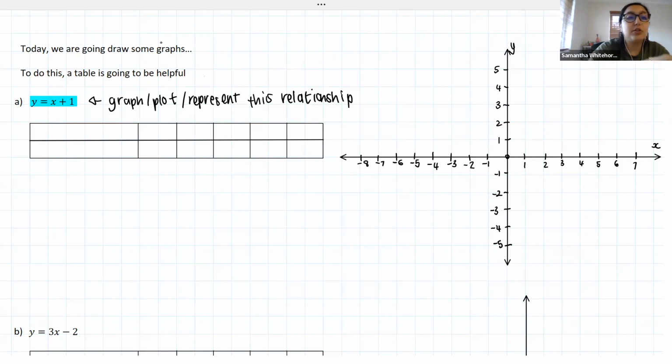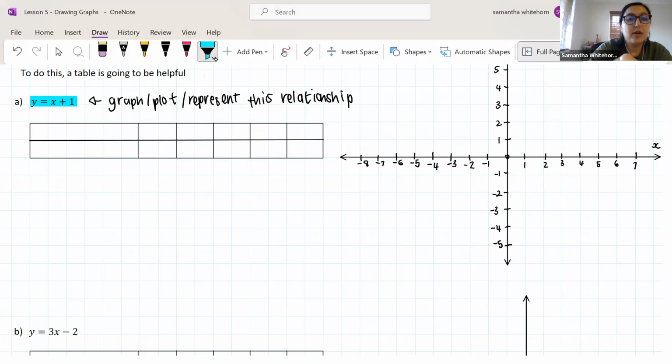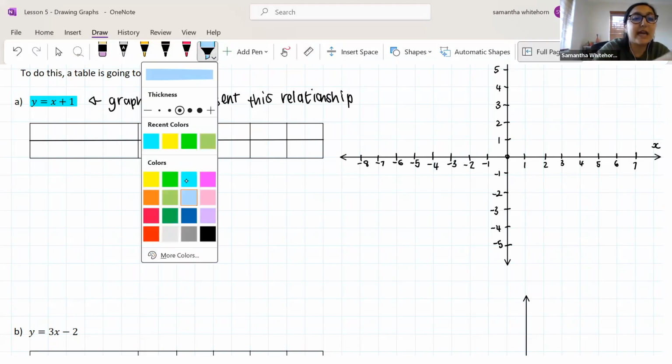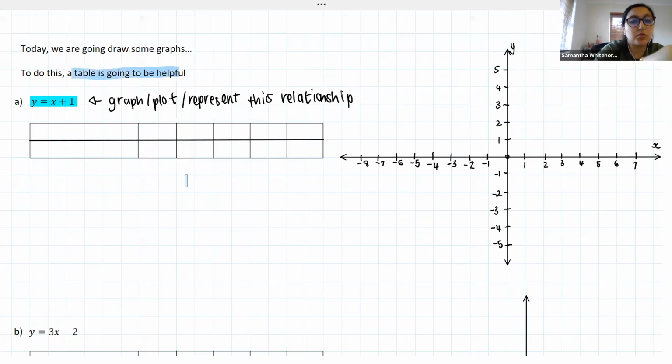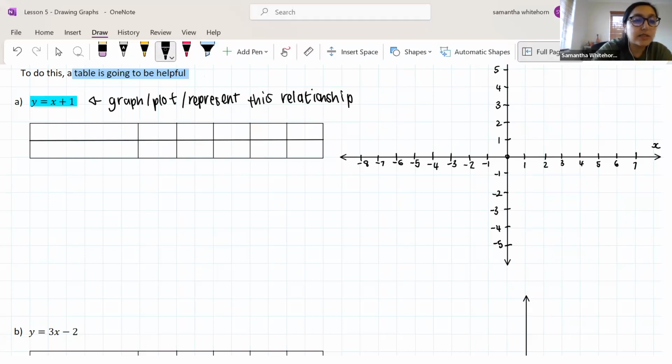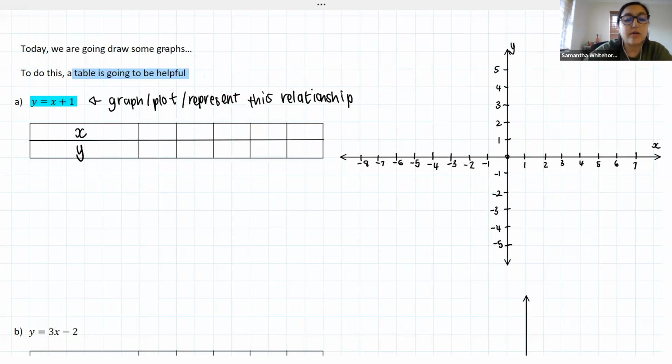Now, I've said this to you before, I'm going to say it to you again. Whenever you draw a graph, a table is quite a useful tool to have. It's useful because we know, from our past lessons, that we can always use a table to find our X or input values and our output values, and it gives us our coordinate pairs that we can then plot.